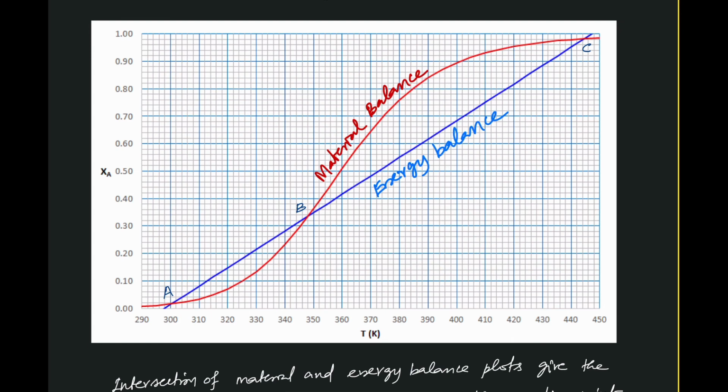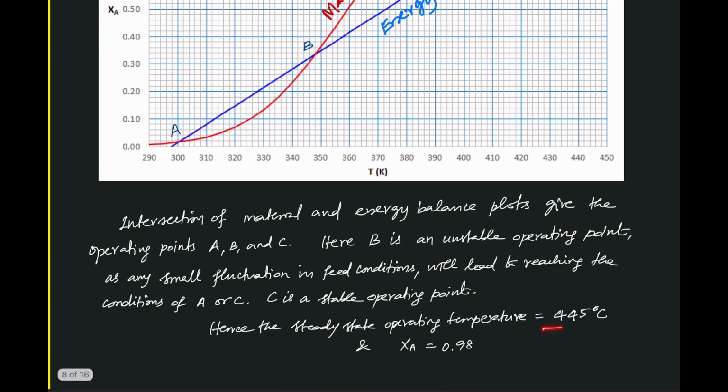I will give a separate discussion on why this is an unstable point. For this kind of S-shaped graph and a linear line passing through it, why this is not a stable point, that we'll see separately. This is the stable operating point. The corresponding temperature and the corresponding conversion are noted from this plot, which comes to be 445 degrees Celsius and conversion of 98%.